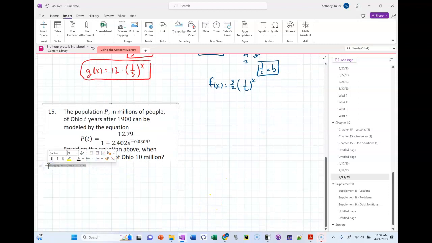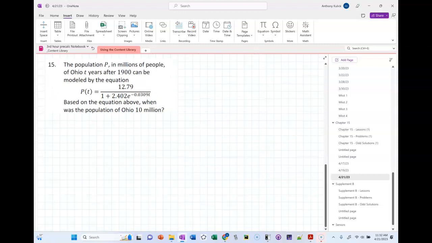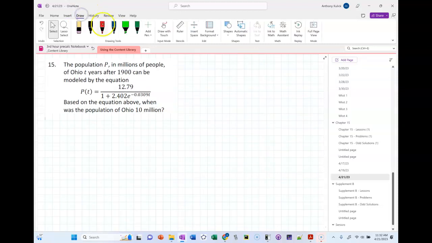Okay, this says the population P in millions of people of Ohio, T years after 1900 can be modeled by the equation P of T equals yada, yada, yada. Based on the above equation, when was the population of Ohio 10 million? So since it's a when question, I'm looking for T, right? So I'm going to take P of T and set it equal to 10 million. And then I'm going to solve for T.